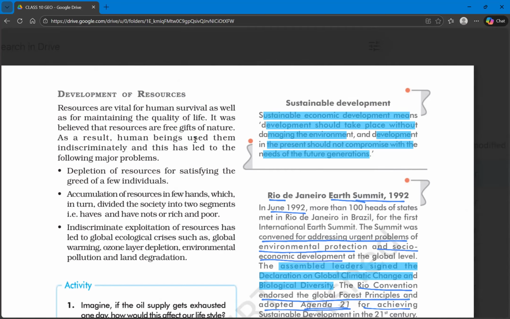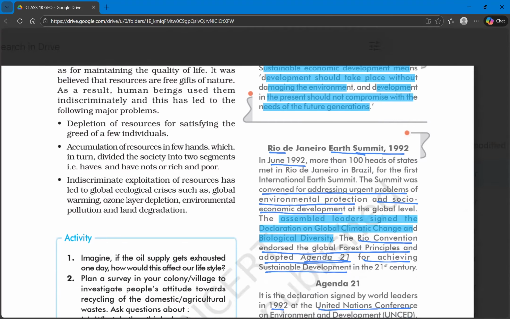And then accumulation of resources in few hands, which in turn divided the society into two segments, that is rich and poor. Only a few individuals got access to resources, they have become rich, and the rest have become poor. Indiscriminate exploitation of resources led to global ecological crises such as global warming, ozone layer depletion, environmental pollution, and land degradation.